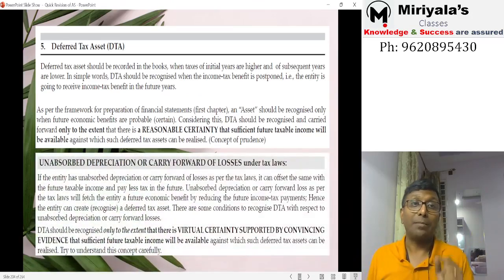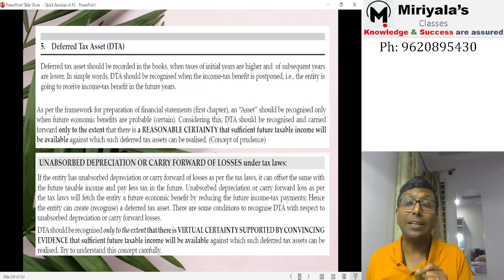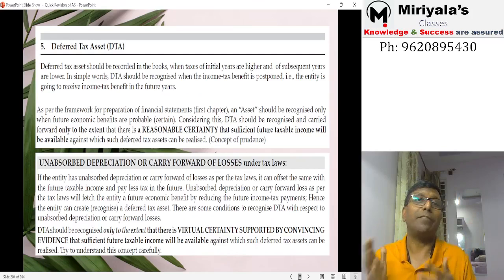At the same time, a deferred tax asset should not be created on unabsorbed depreciation and carry forward losses unless there is virtual certainty supported by convincing evidence.